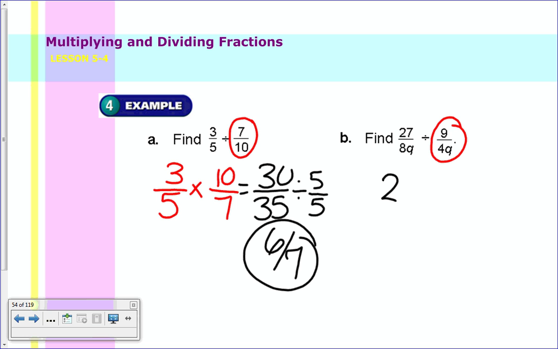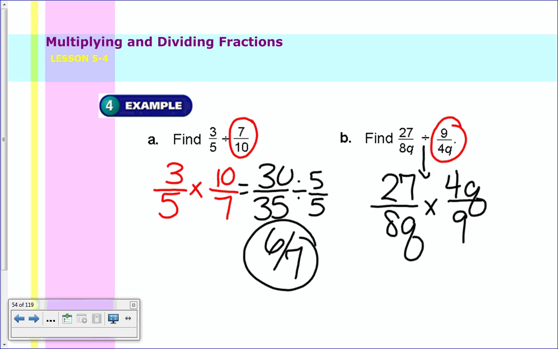We have 27 over 8q, and again, we change the divide to multiply, and we flip the second: 4q over 9. On this one, I think I'm going to try to simplify before I multiply, because I have some big numbers here. Now, looking across from each other, I have a 9 and 27. Well, I know 9 goes into both. So 9 divided by 9 is 1. 27 divided by 9 is 3.